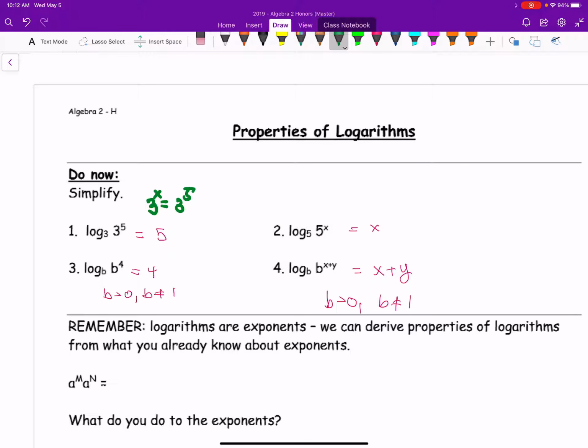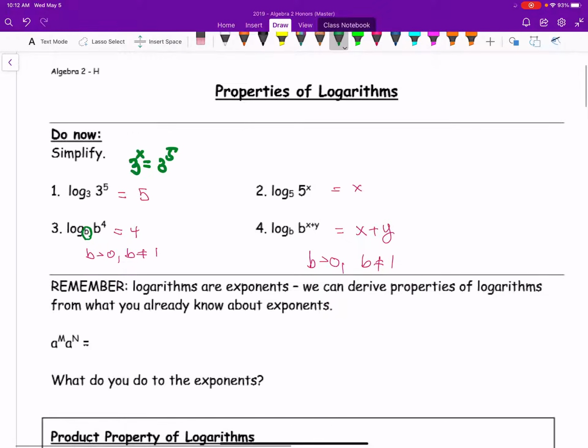And then for number 2, it's the same. What should I raise 5 to get 5 to the x power? It's going to have to be x. Next one, what should I raise b to get b to the 4th? It's going to have to be 4, except I need to put some restrictions on here because this b cannot be negative and it cannot be 1. We've discussed that when we first defined logarithms.